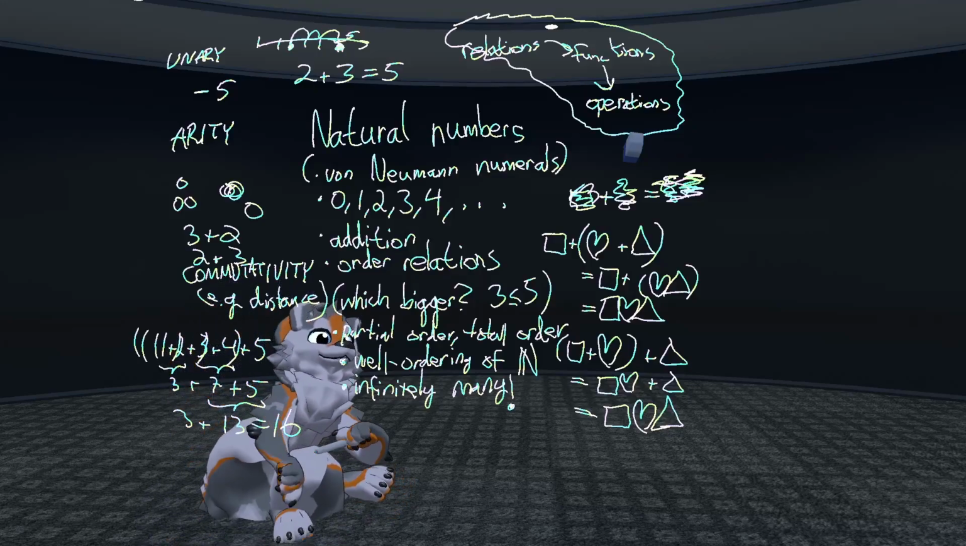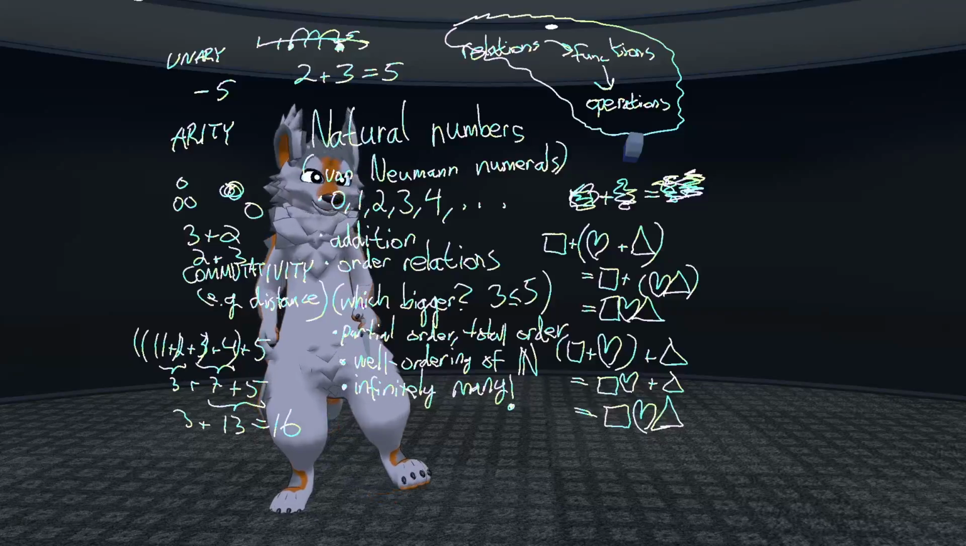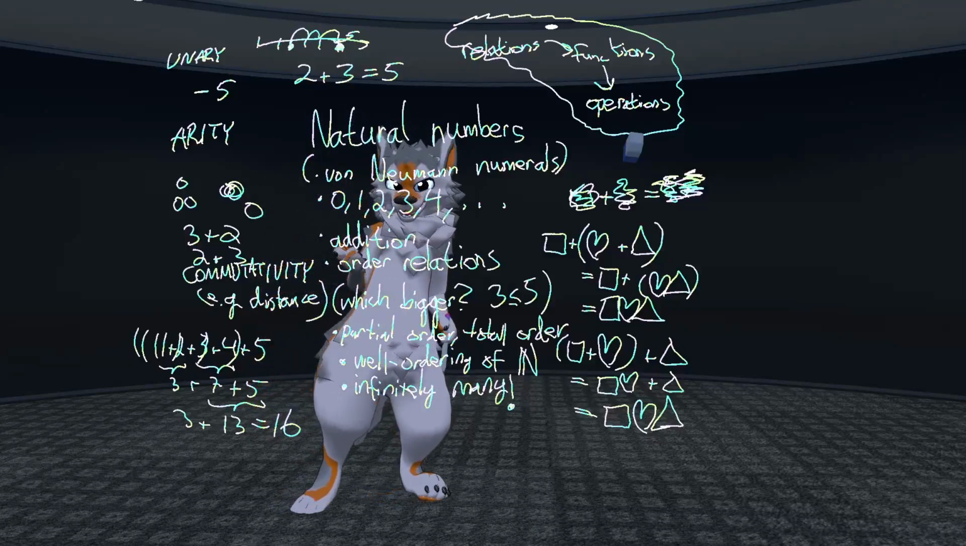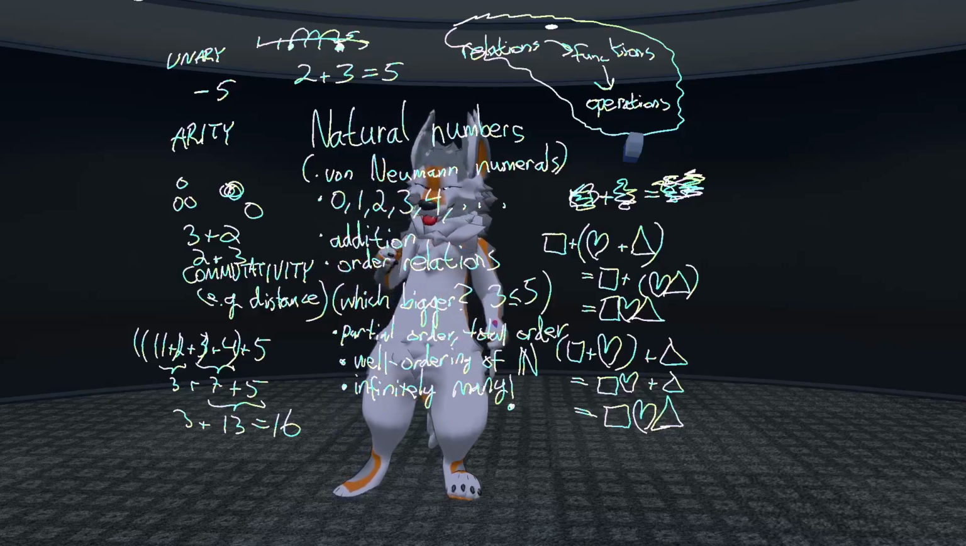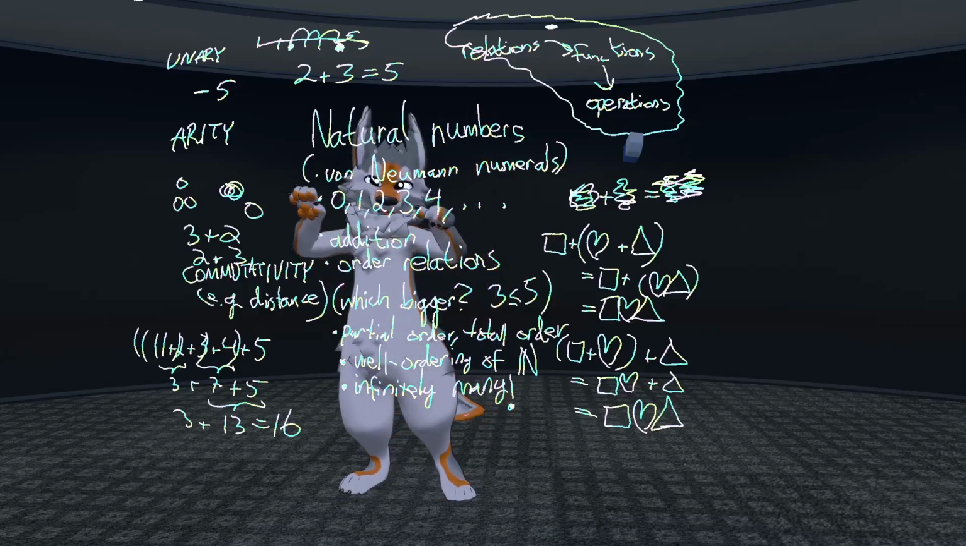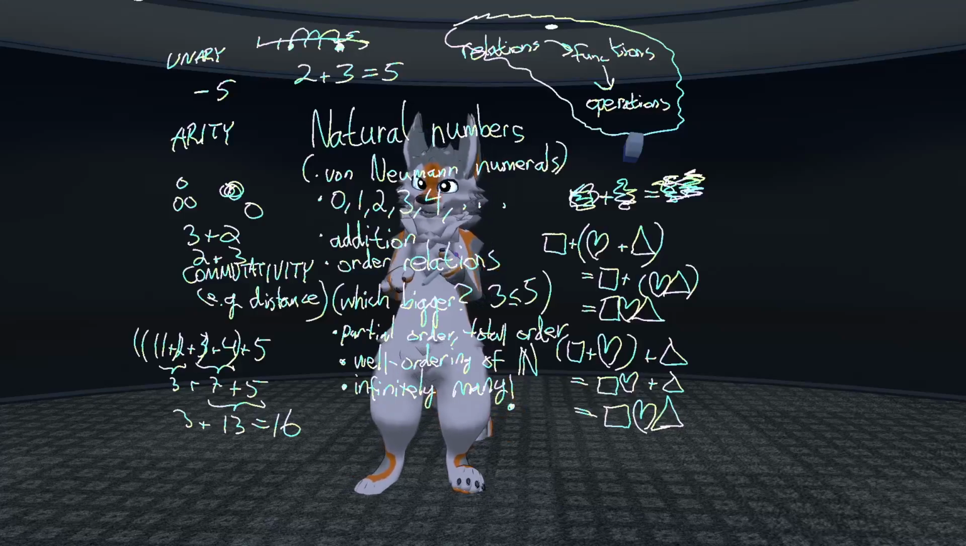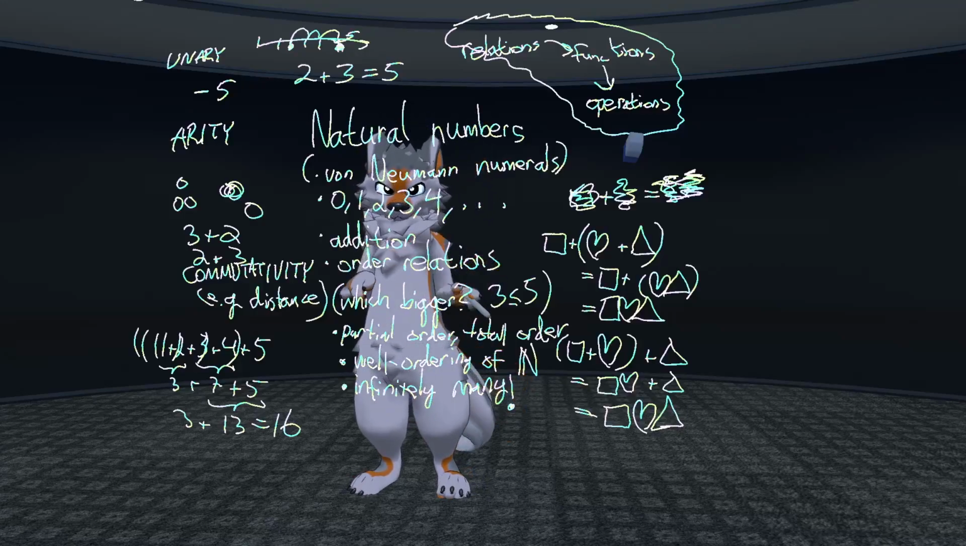Okay, so we have covered associativity, commutativity. I guess now we can finally start getting to the fancy, spicy stuff. So order relations.